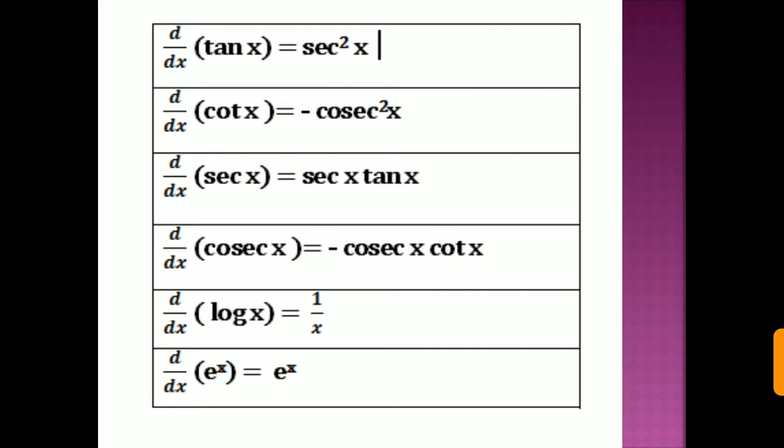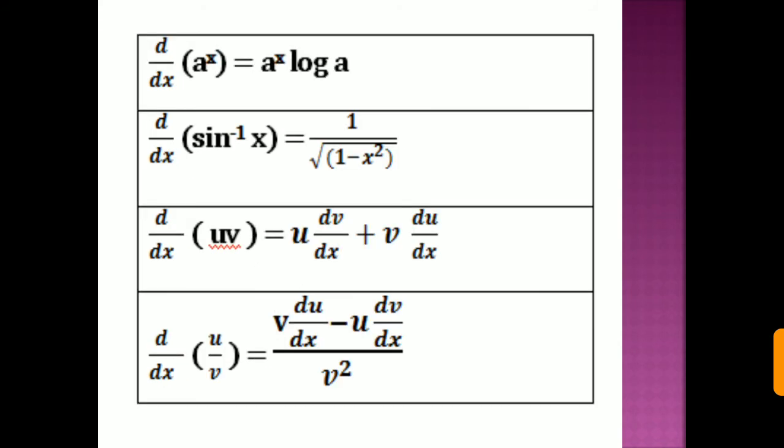Derivative of log x is equal to 1 upon x, and the derivative of e raised to x is equal to e raised to x. Next, the derivative of an exponential function, a raised to x, is equal to a raised to x into log a. Derivative of an inverse trigonometric function, sin inverse of x, is equal to 1 upon root of 1 minus x square.